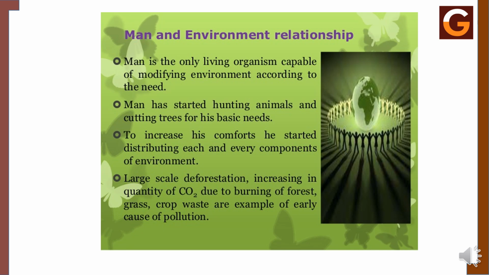To increase his comfort, he started disturbing each and every component of the environment, which led to large-scale deforestation, and an increase in the quantity of carbon dioxide due to burning of forests and crop waste, which are early examples of causes of pollution. So because of over exploitation, there are signs that the environment is degrading.